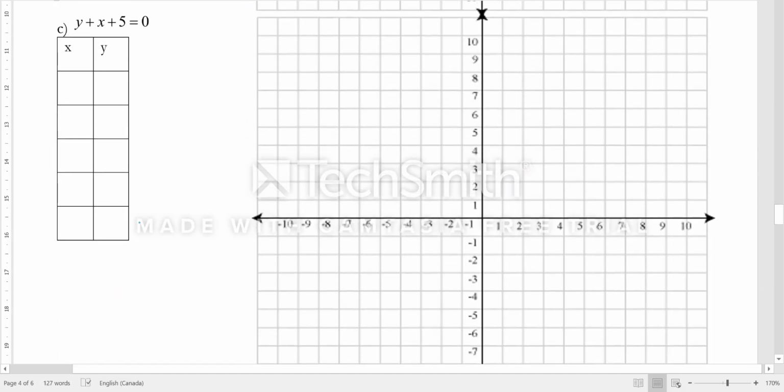I'm going to try one more. I'm going to let you do this one right from the beginning all by yourself. Isolate the y first. Use some values in your table. We may not end up with the same ones, but our lines should be in the same place. Okay, so do your best. Good luck. Press pause, come back when you're done.